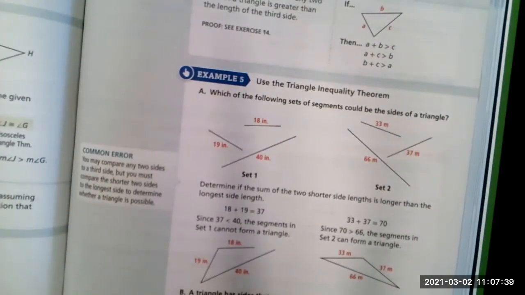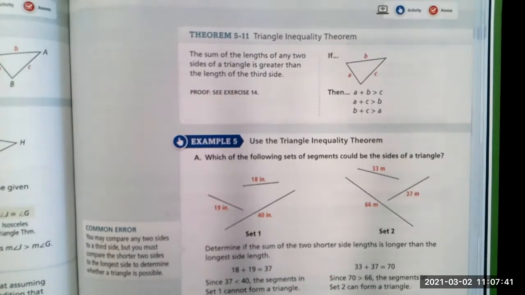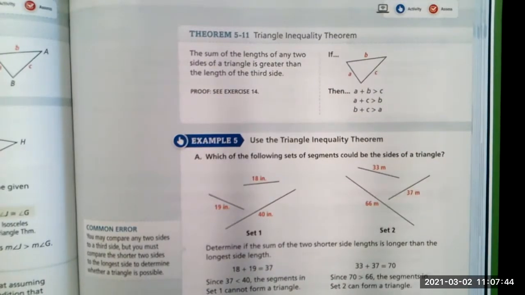Theorem 511, triangle inequality theorem. So we're at the top of page 229. Theorem 511 states that the sum of the lengths of any two sides of a triangle is greater than the length of the third side.